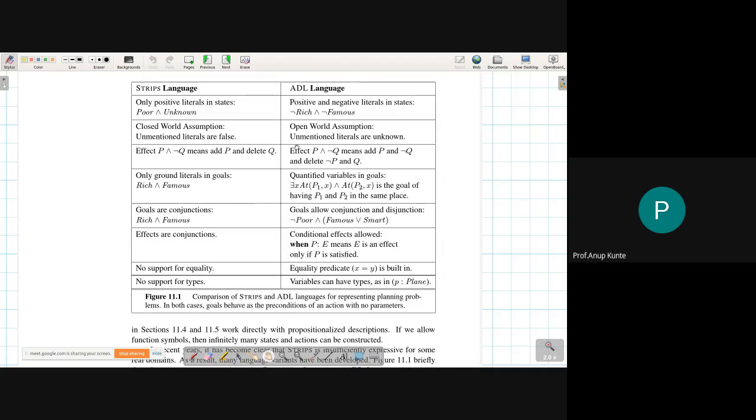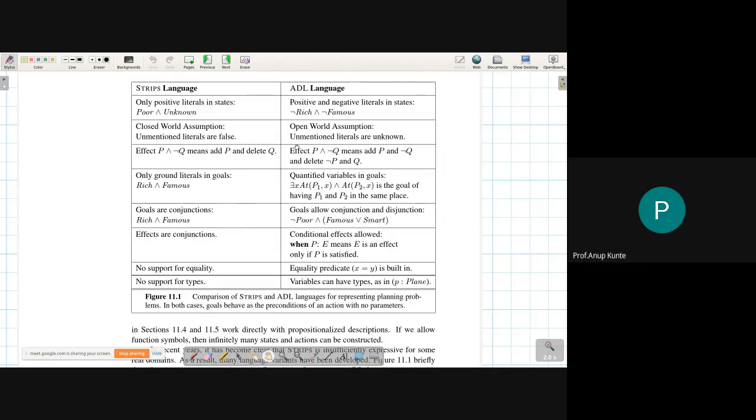ADL on the other hand does not assume the closed world assumption. So for it, the world is open. The literals which are not known or which are unknown, their truth values are also unknown. Unmentioned literals are completely unknown. Their truth value is not known. Effect P and not Q means we need to add P and remove Q from the state representation. Effect P and not Q means add P and not Q and delete not P and Q.